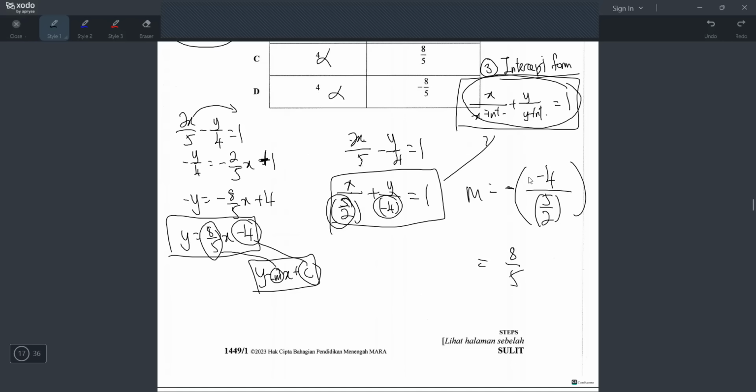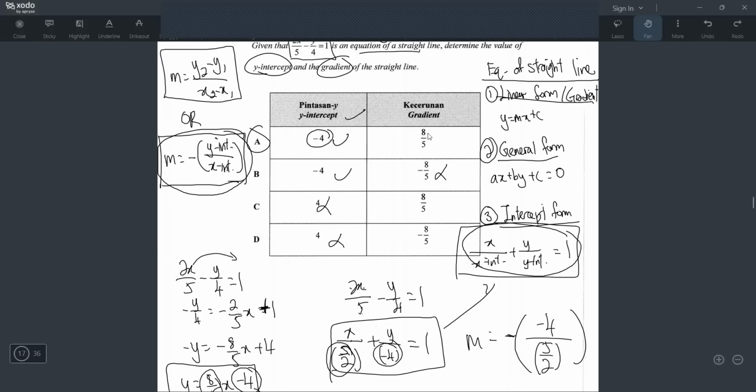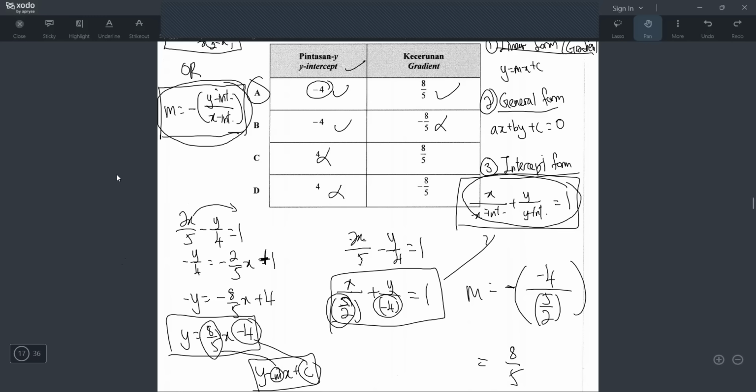Then what about the negative? Okay, the negative tak payah tekan because negative times negative will become positive. So the answer will just be positive 8 over 5. And as you can see, the answer is still A, right? So I explained using two methods, but they give you the same answer.